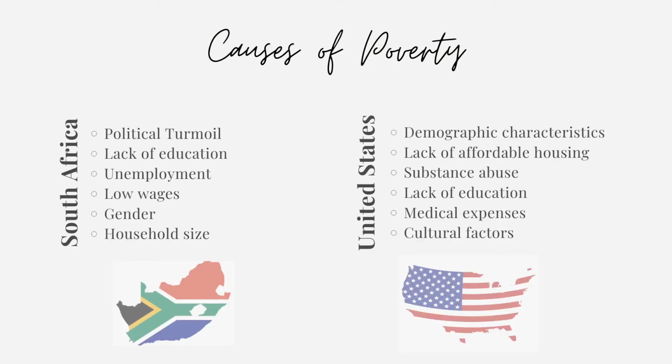The top 6 causes of poverty in South Africa are related to the political turmoil in the country, the lack of education, unemployment rates, the low wages people earn, the gender, whether it's a female or a male household, and the size of the household as well. Some of the causes of poverty in the U.S. include demographic characteristics, lack of affordable housing, substance abuse, lack of education, medical expenses, and cultural factors.